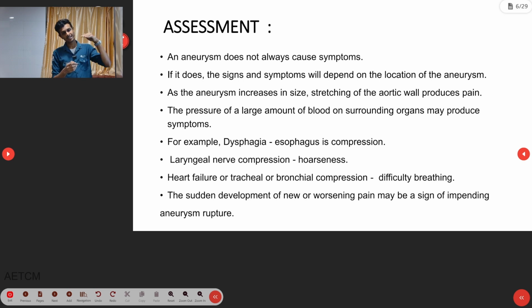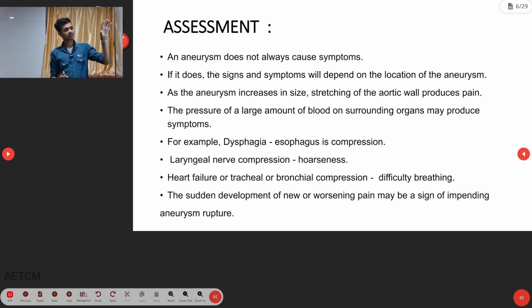If it is happening in the abdominal part, what will happen? If it is developing like a bulge, a mass, it will put pressure over some organ, and only then will the person complain of pain. So based on the location, the signs and symptoms will arise.